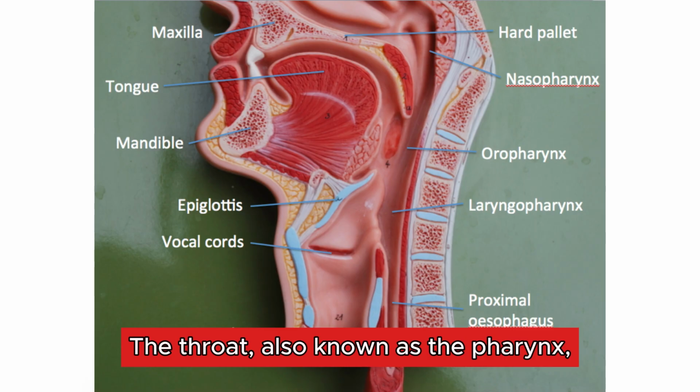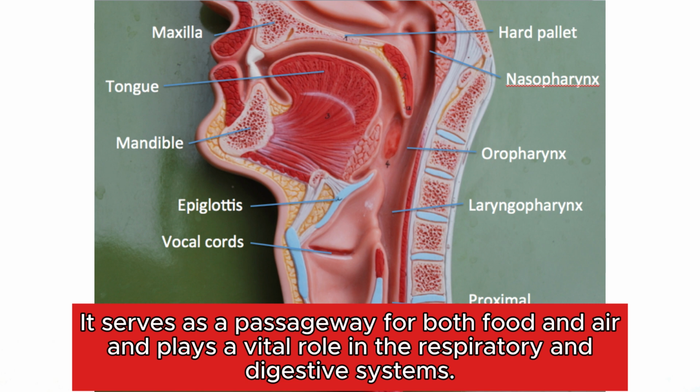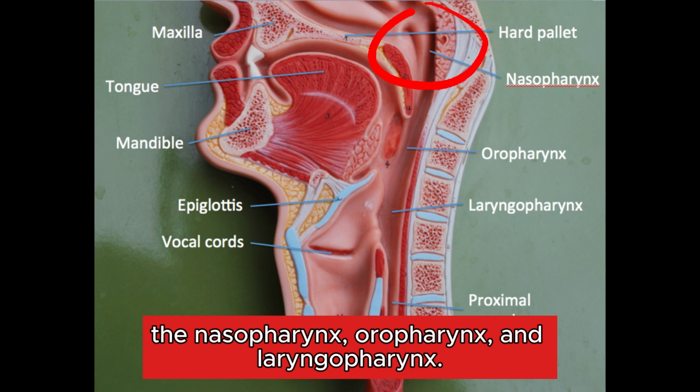The throat, also known as the pharynx, is a muscular tube-like structure located at the back of the mouth and nasal cavity. It serves as a passageway for both food and air and plays a vital role in the respiratory and digestive systems. The anatomy of the throat can be divided into three main regions: the nasopharynx, oropharynx, and laryngopharynx.